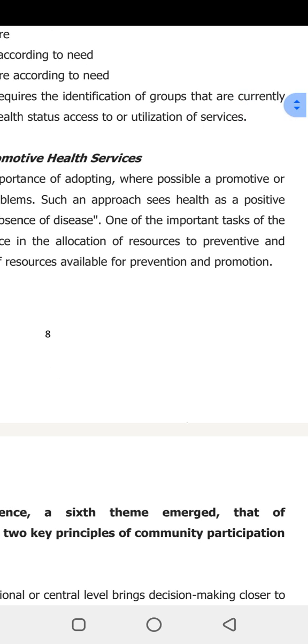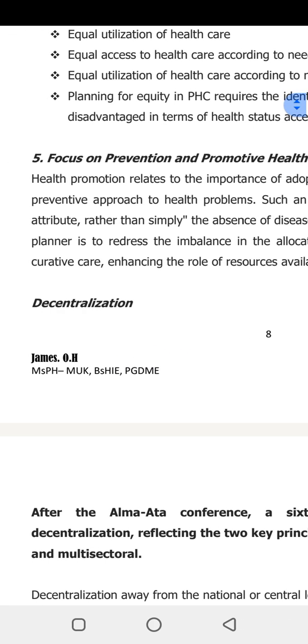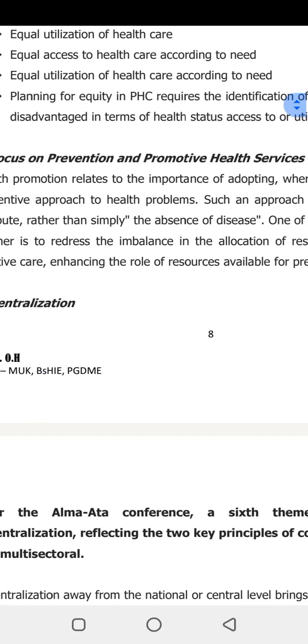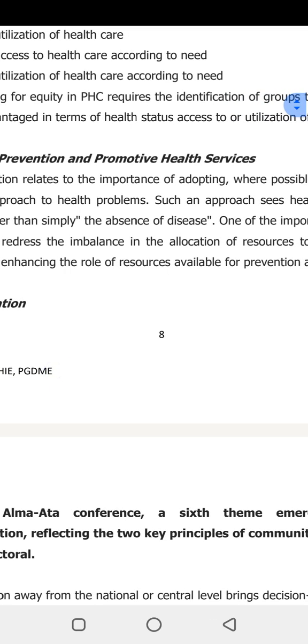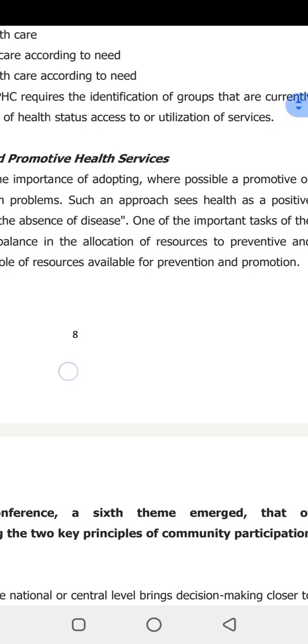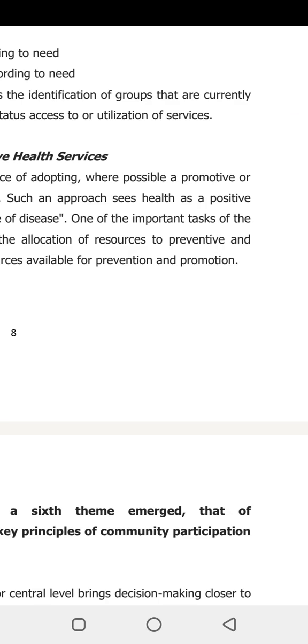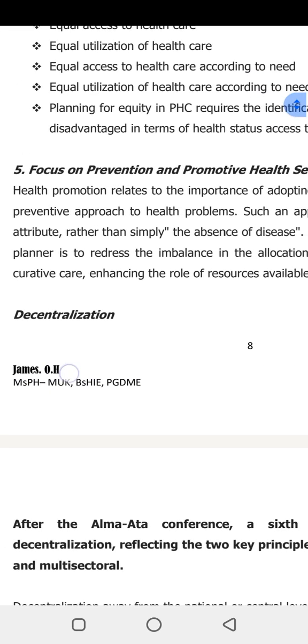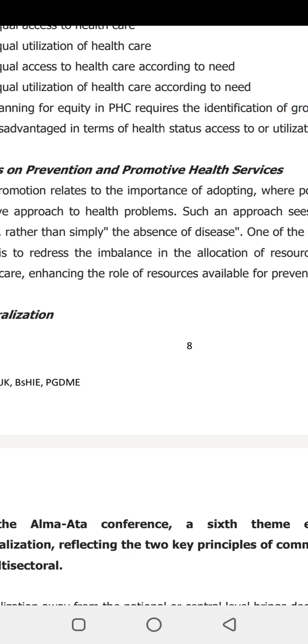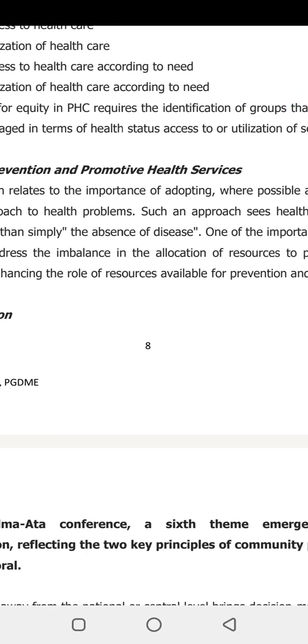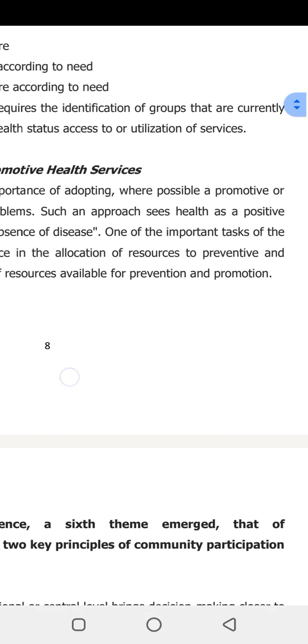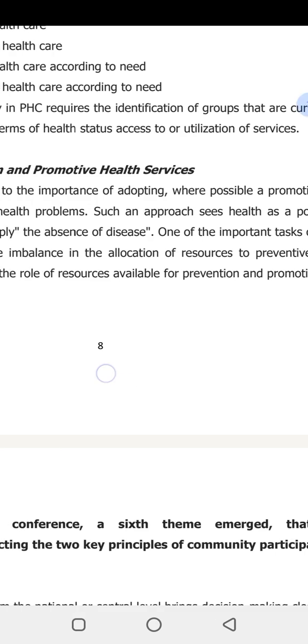One of the important tasks of the planner is to redress the imbalance in the allocation of resources to preventive and curative care, enhancing the role of resources available for prevention and promotion.